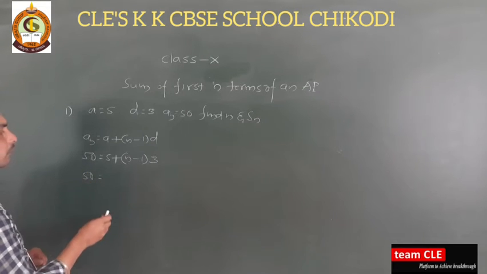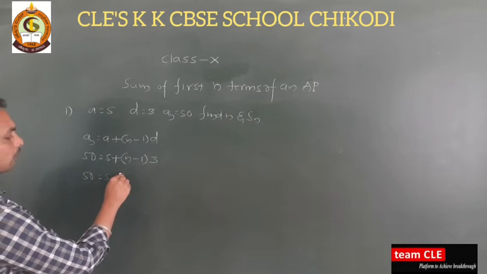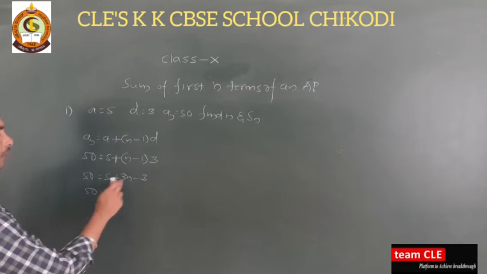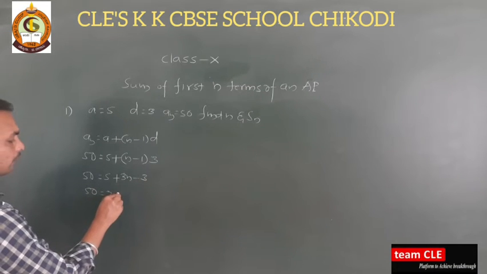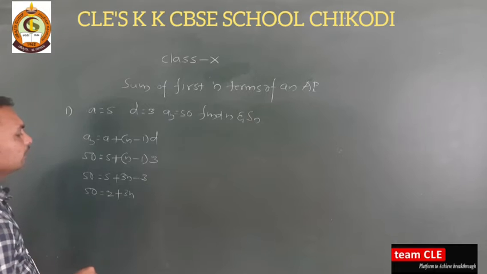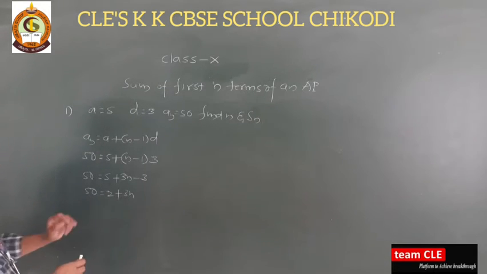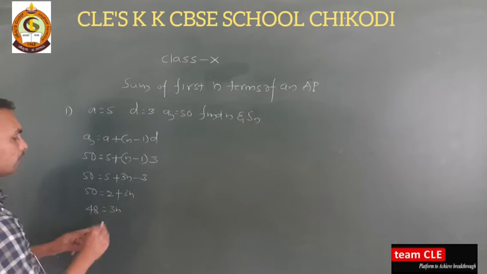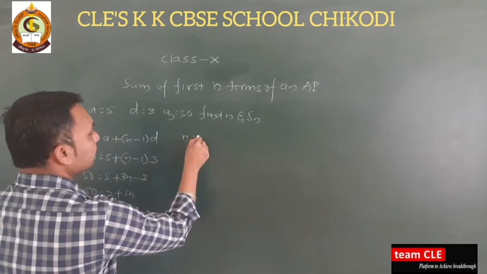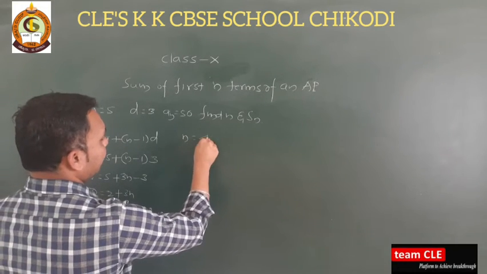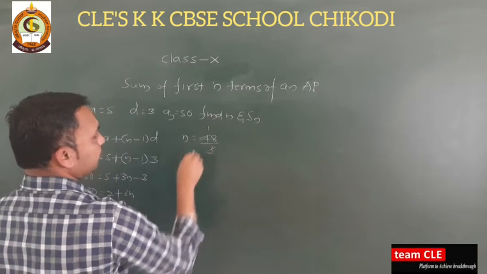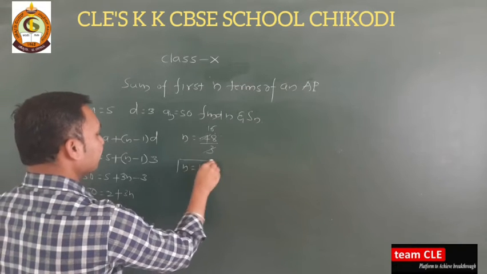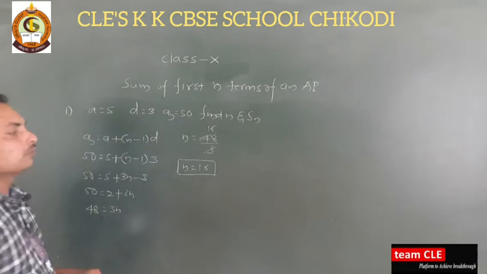Now 50 is equal to 5 plus 3n minus 3. Now 5 minus 3, how much will we get? We will get 2 plus 3n. Next, this 2 we can take to this side, so this is 48, and this is 3n. So n is equal to 48 by 3, which is 16. So n is equal to 16.